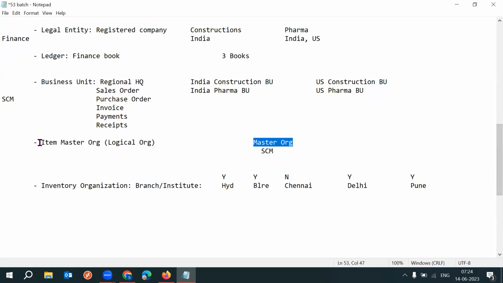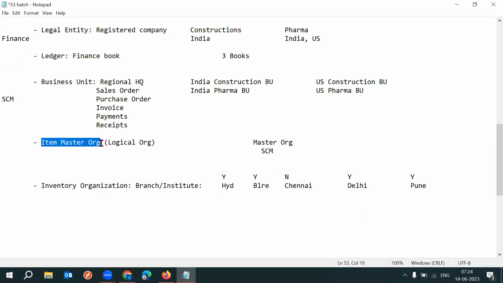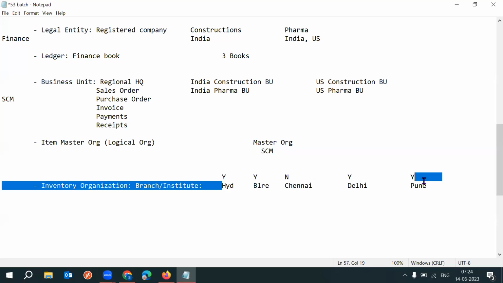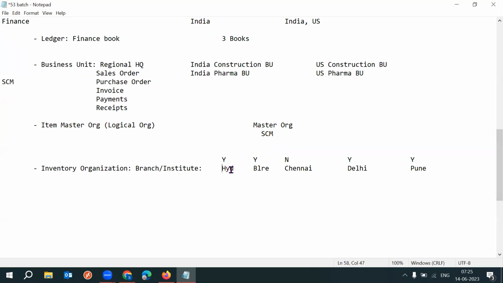So item master organization is a physical entity? No. These are all physical entities. I have branches here, physically located. But my master organization is not a physical entity. It's a logical entity. Why do we have this logical entity? Because we create all our products here and assign them to the required branches, nothing but the required inventory organizations. My customer can order the product from this location or this location, but cannot take the product from this location because we are not offering this product here. Correct? No, we are not offering here.